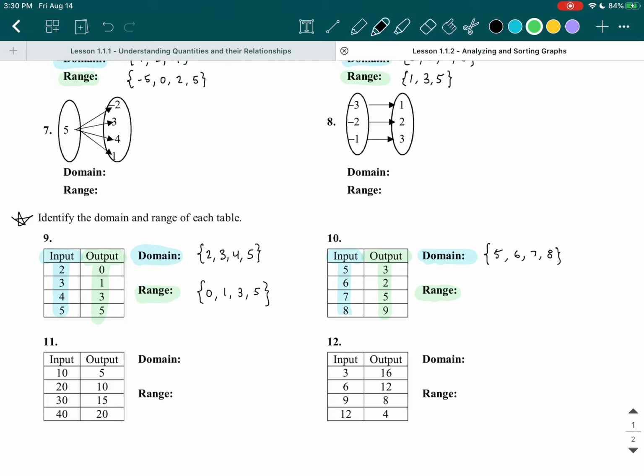3, 2, 5, 9. Let's write it out as a set. So in the set, we have to use the curly bracket and list it out from smallest to biggest. I almost wrote a 3, but 2 is smaller. Then 3, then 5, then 9. Okay, smallest to biggest. All right, and then 11 and 12 is up to you.